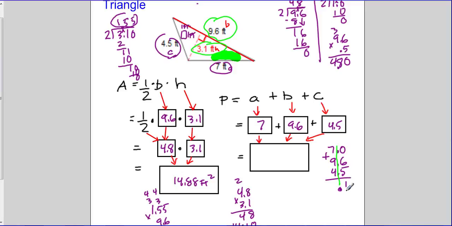0, 6, and 5 is 11. Carry a 1. 1 and 7 is 8. Plus 9 is 17. Plus 4 is 21. Carry a 2. So that's 21.1 feet is the perimeter, the distance around the triangle.